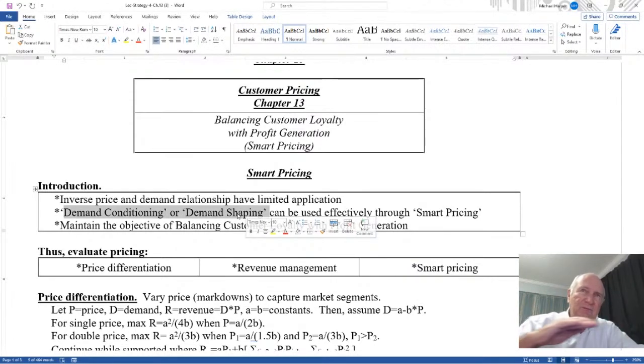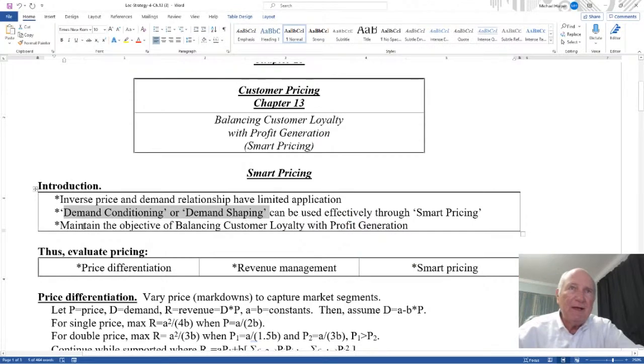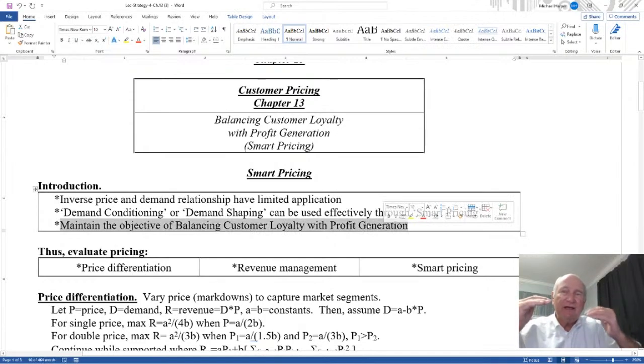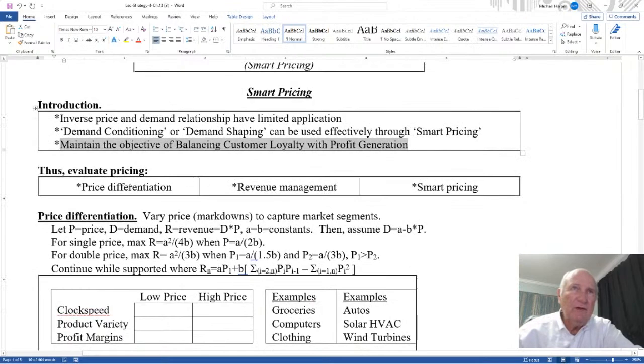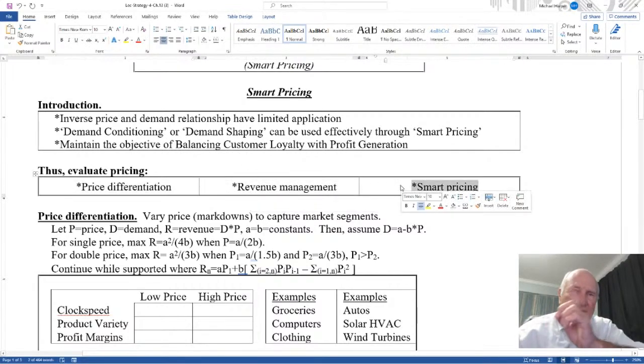There's a lot of things in smart pricing that can change, either shape the demand or condition the demand as you move forward. And finally, maintaining the objective of balancing customer loyalty with profit generation. You're always balancing that. And we'll look at that here in just a second. Okay. Well, we'll be evaluating smart pricing in three different developments. The first is price differentiation, which is part of smart pricing. Revenue management, briefly, more conceptual. And then finally, smart pricing directly.